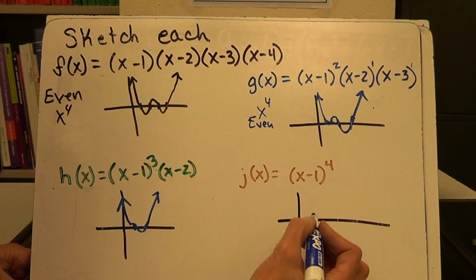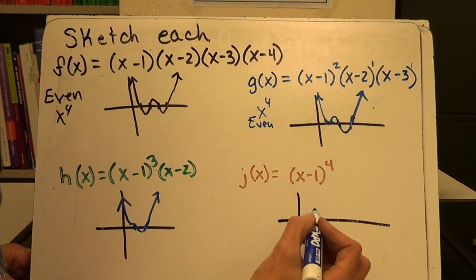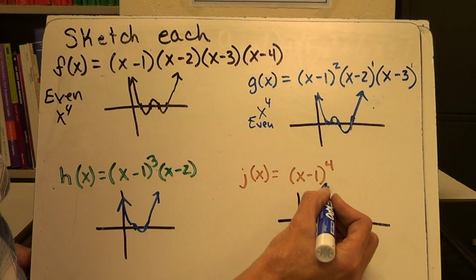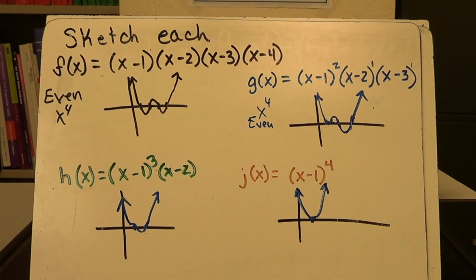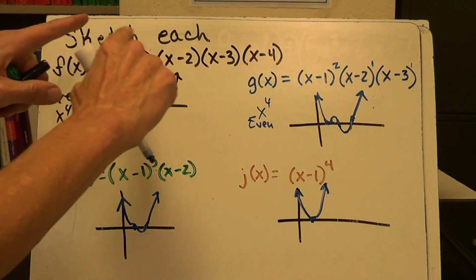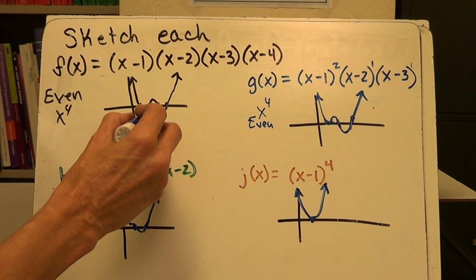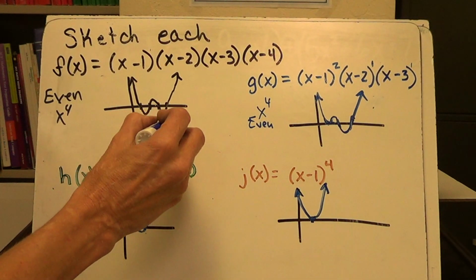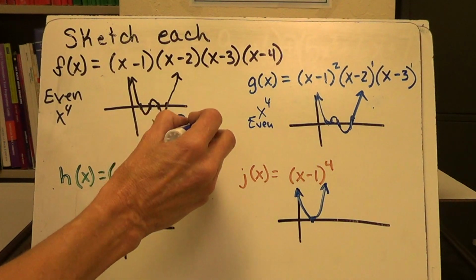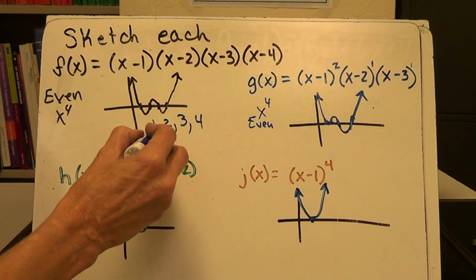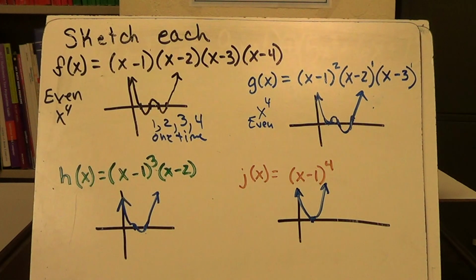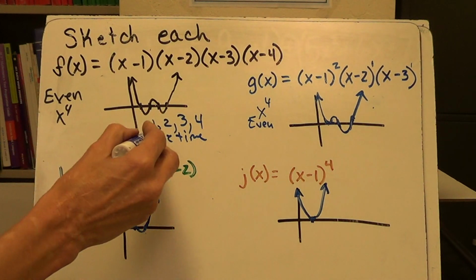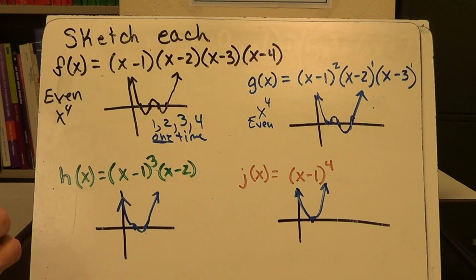And now this one, it's at the 1, and it's an even, so I know that it's tangent. Okay, now a couple things that I want to make sure that you get. You can look at your factors. You can say I have zeros at 1, 2, 3, 4, and they each occur one time. In other words, they're raised to the first power. And so that causes them to cross through. Okay? Because it's a 1, it causes it to cross through.